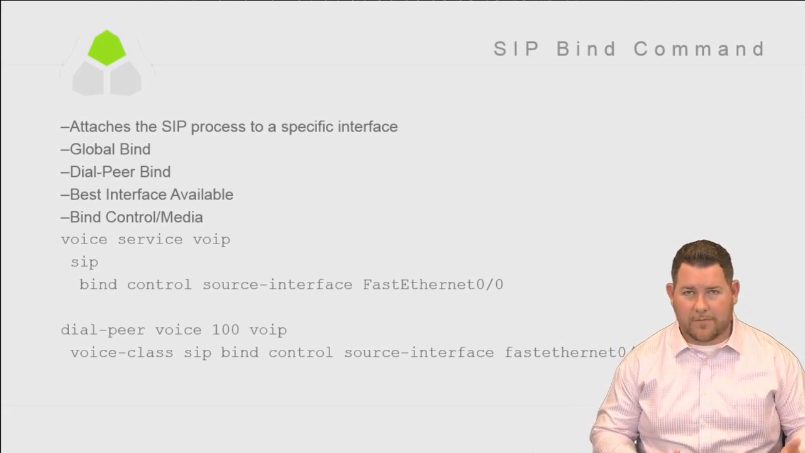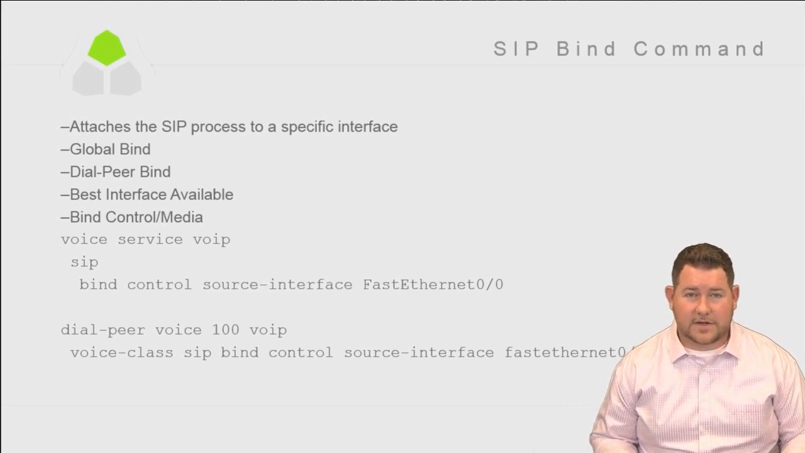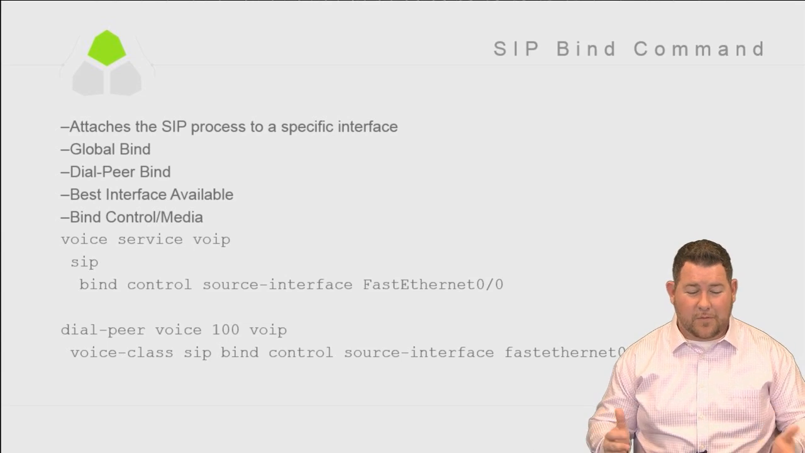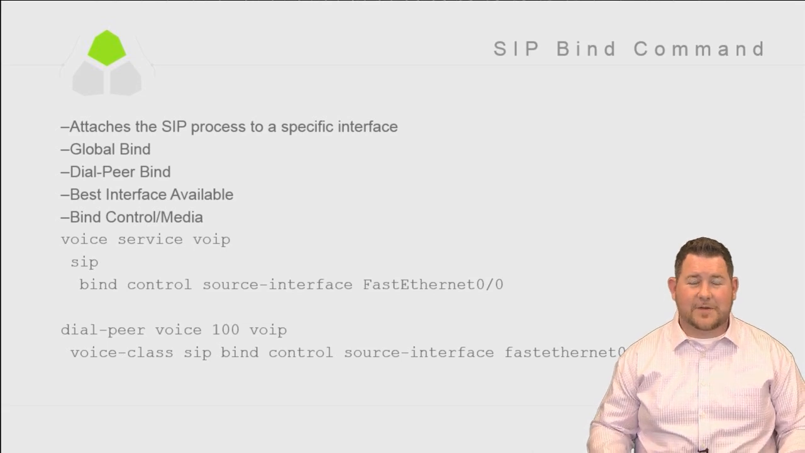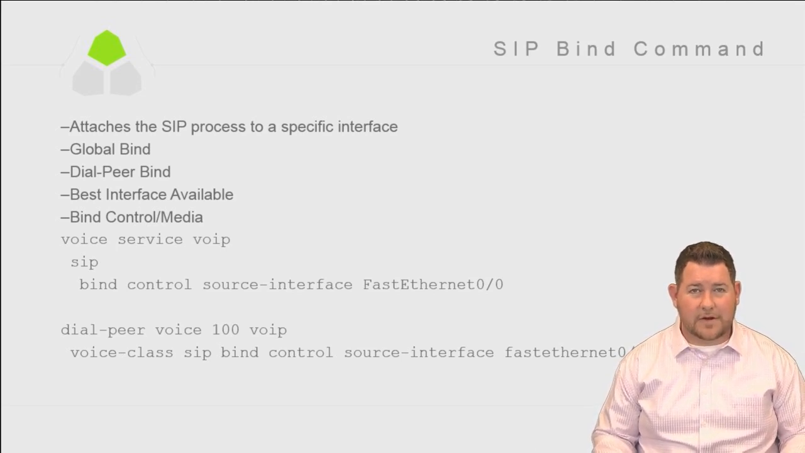Voice service VoIP, the global voice service configuration, SIP, and then we're binding our control, in this case, to the source interface of FastEthernet 0/0. And then there's the dial peer example. It's kind of a mouthful: voice-class sip bind control source-interface FastEthernet 0/0. So there's a lot to that, but feel free to use the question mark because it makes it a lot easier. So the bind command is very important for connecting your devices together in the network.